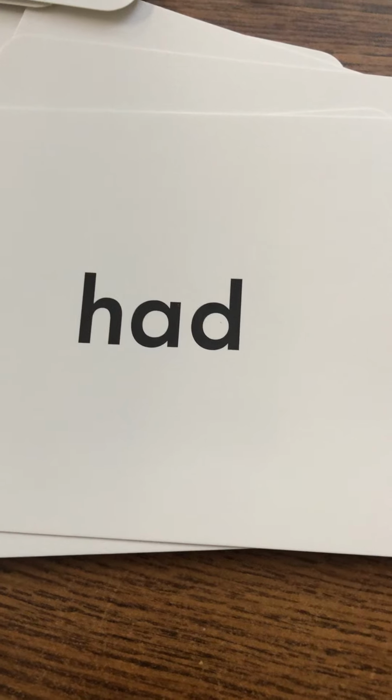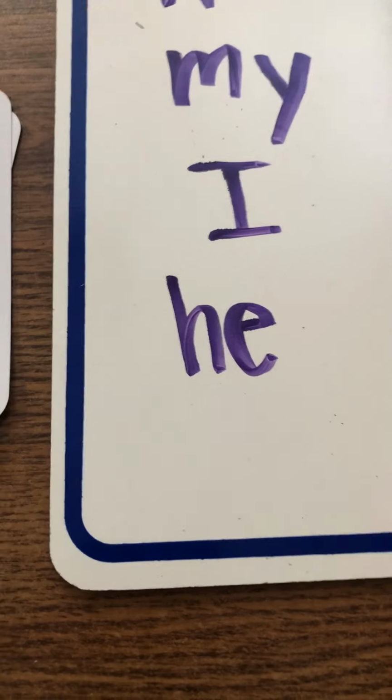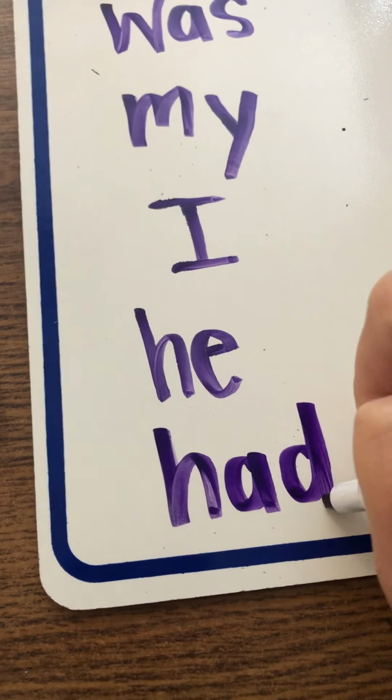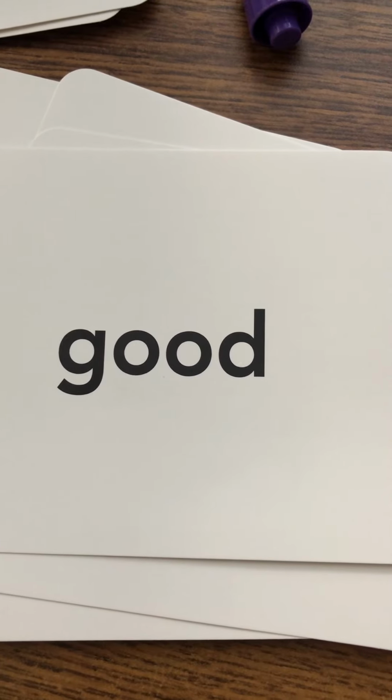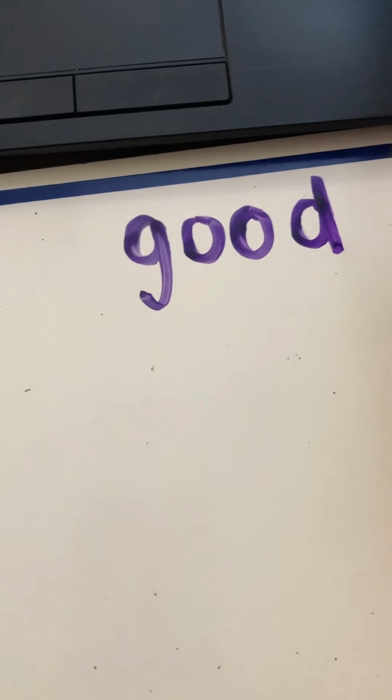Okay, our next sight word is the word had. How do we spell had? H-A-D. So let's come over here. H-A-D. Good job. Let's keep moving. Our next word, you're right, that's the word good. G-O-O-D. So let's spell the word good. G, we have 2 O's. O-O-D. Good.